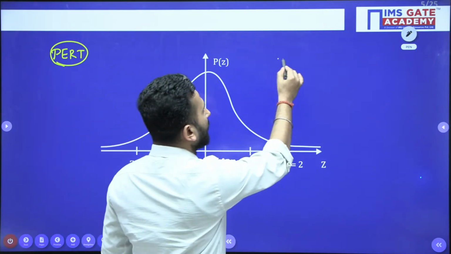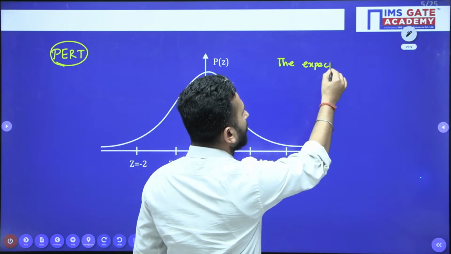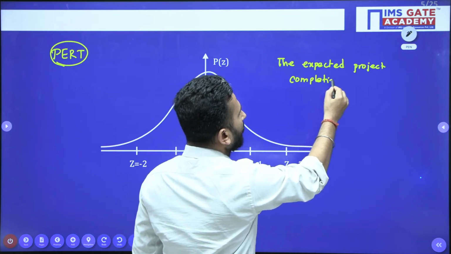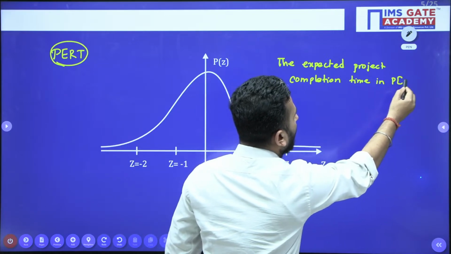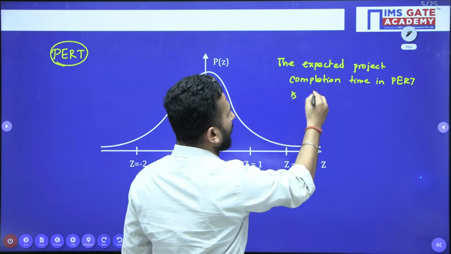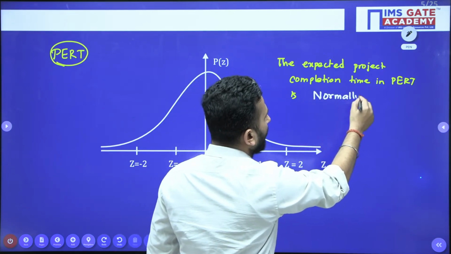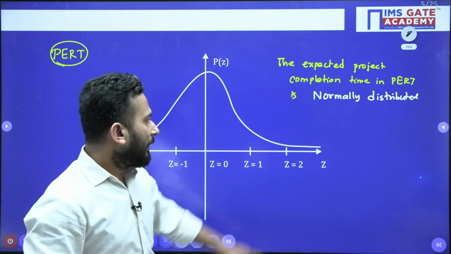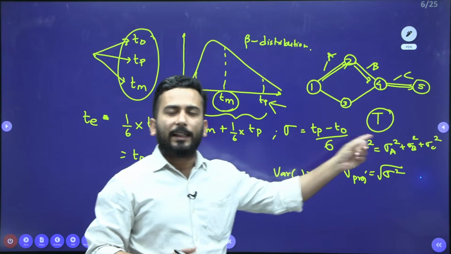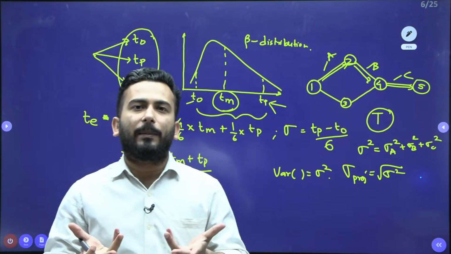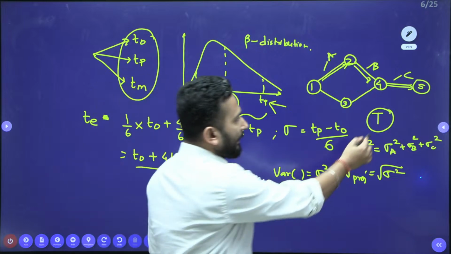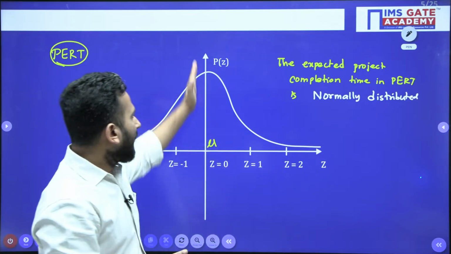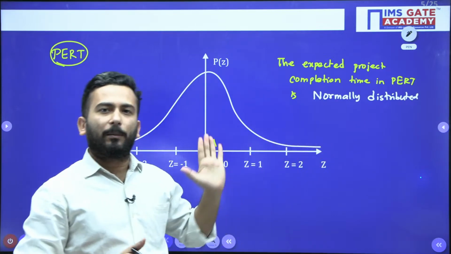I repeat, the expected project completion time in PERT is normally distributed. Now my dear friends, remember, you have found here what? T. See, expected project completion time is what? Expectation means the average value. Let's say this is T, and this is nothing but your mu, sitting in the middle of the curve. It is nothing but your expected project completion time.